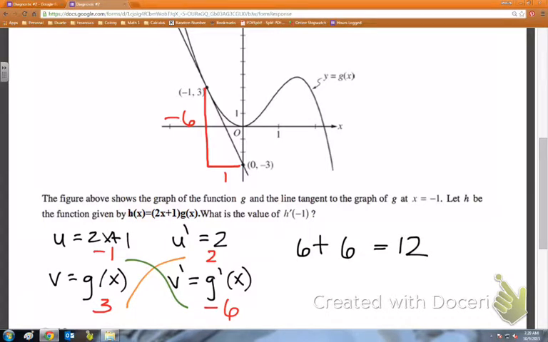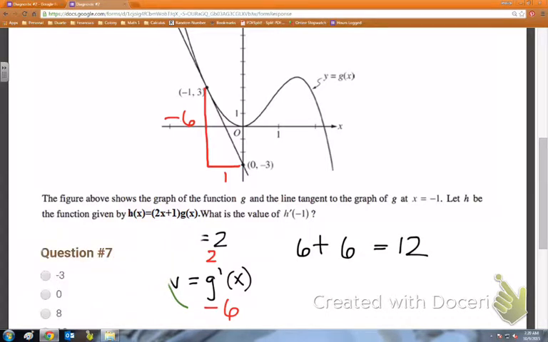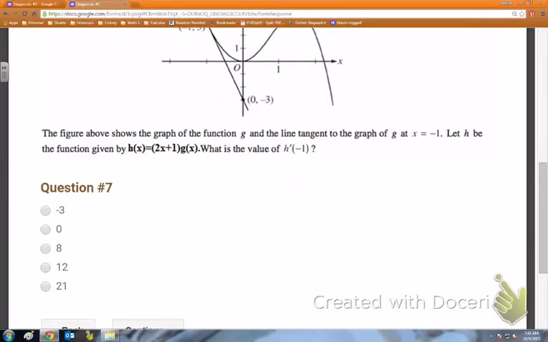And that is answer choice, oh, it's down at the bottom somewhere. Let me see. 12 is answer choice D, I guess you could say. So this is the answer to that problem.